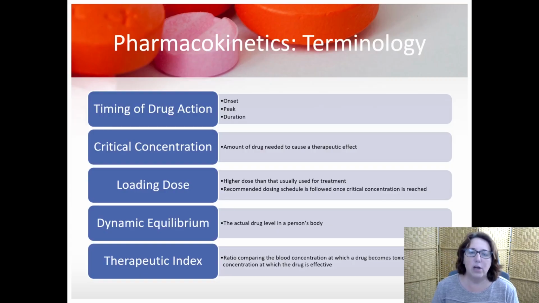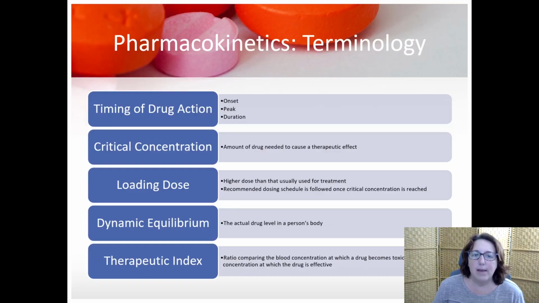We also have something called the loading dose. Loading doses are higher than the normal doses that we typically use for treatment. After we reach that critical concentration, then we'll go back to the recommended dosing schedule that we see in the drug guide. Some drugs take a while to reach critical concentration. A loading dose can get us to that critical concentration faster. Not all drugs, matter of fact, the majority of them, don't need a loading dose. So we typically don't see loading doses except for serious situations with individual drugs. And we'll let you know about those drugs as we go along throughout the semester.